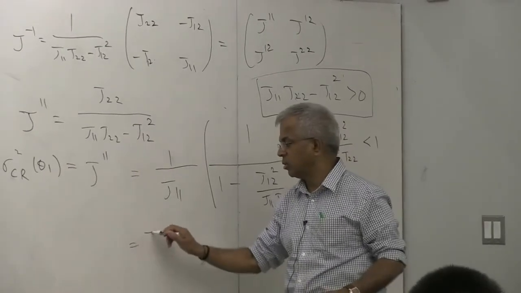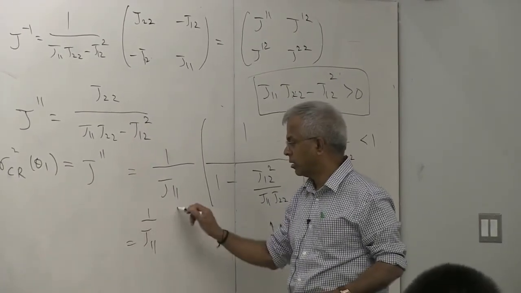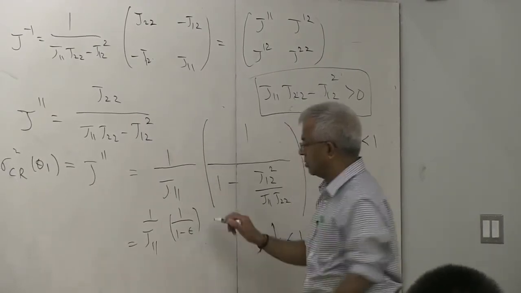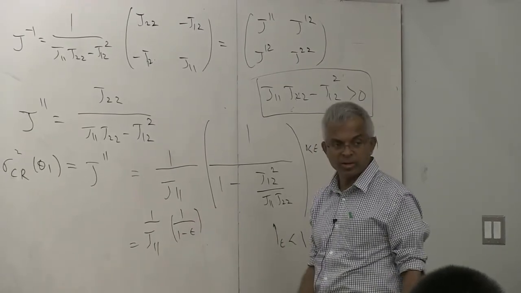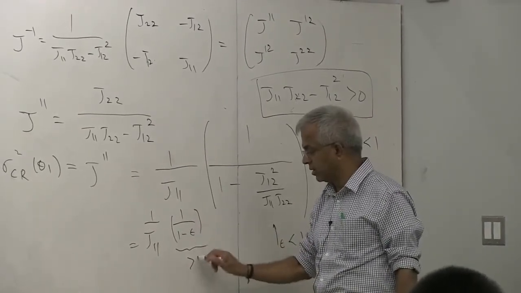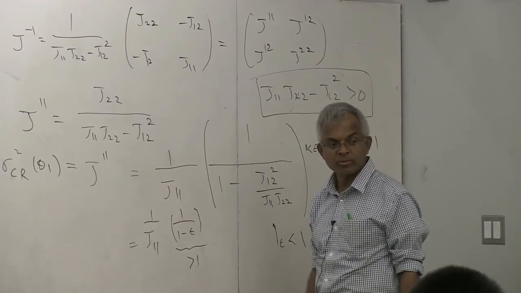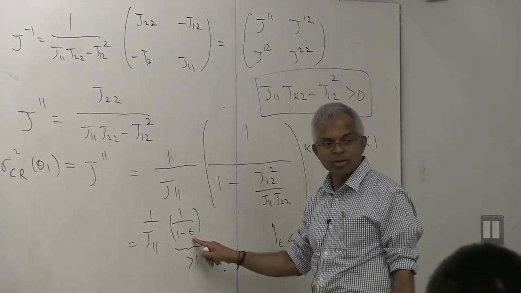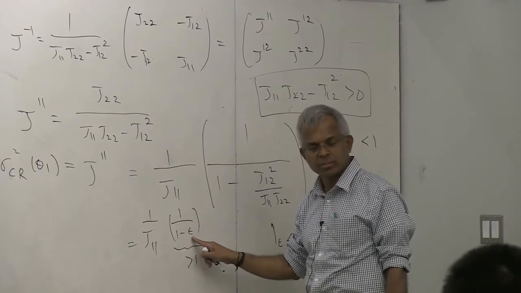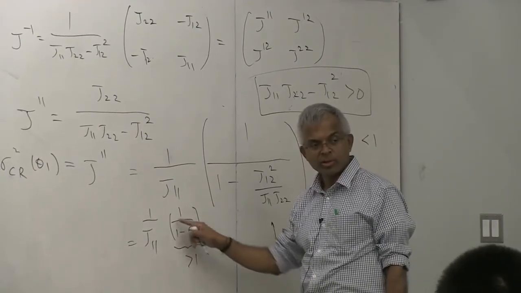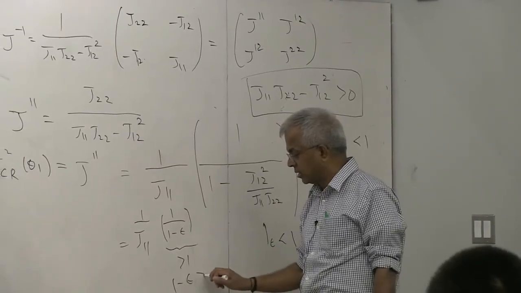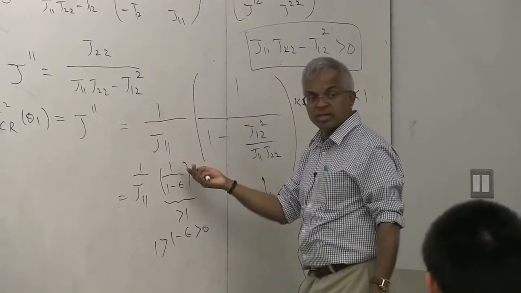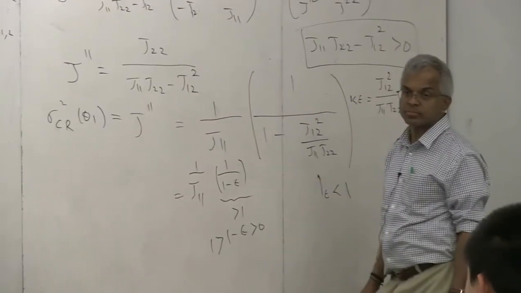So this is like 1 over J11 multiplied by 1 over 1 minus epsilon. But this is greater than 1. This whole quantity is greater than 1. I just went through the argument, right? Why? You're looking at me as if... Remember, look here. Epsilon is greater than 0, but less than 1. So 1 minus epsilon also is greater than 0, but less than 1. So inversion of that is greater than 1. That's what I mean by here.